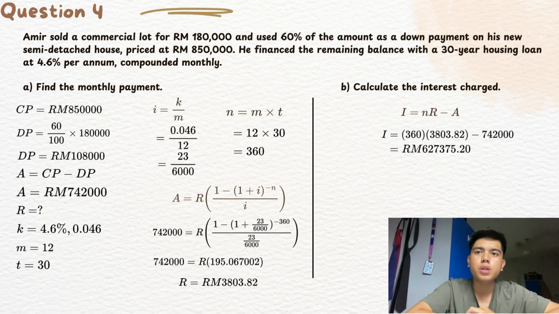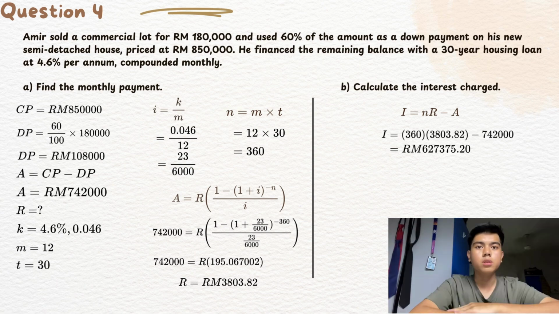Moving on to the next question, which is B, calculate the interest charge. So for this question, we will be using the formula I equals N R minus A. So 360 multiplied by Ringgit Malaysia 3,803 and 82 cents minus 742,000, which equals Ringgit Malaysia 627,375.20, and that is our final answer.